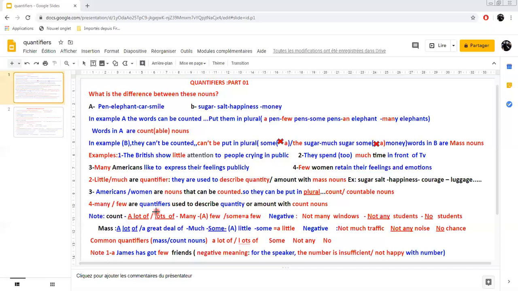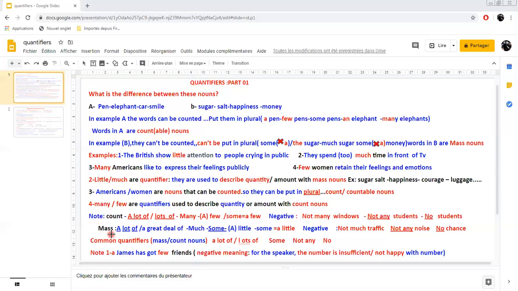So the quantifiers that describe the quantity of a count noun are a lot of, lots of, many, a few or few. Well, there is a difference between them, we'll see. Some here with a countable noun equals a few. Or for the negative, you've got not many, not any, or no.